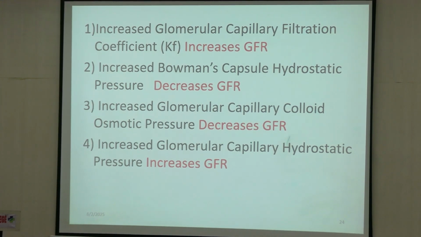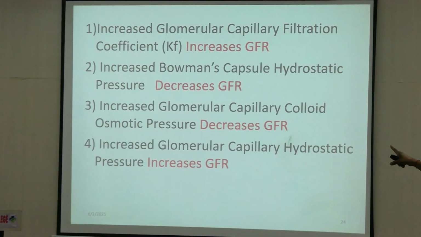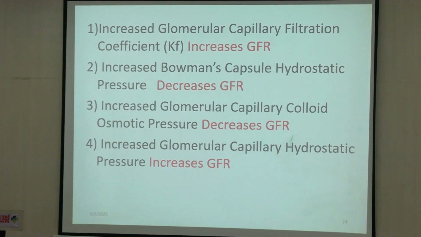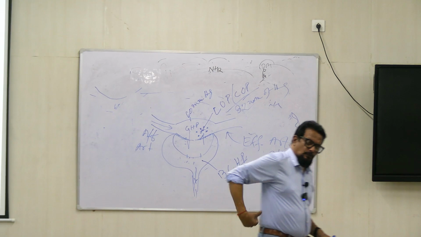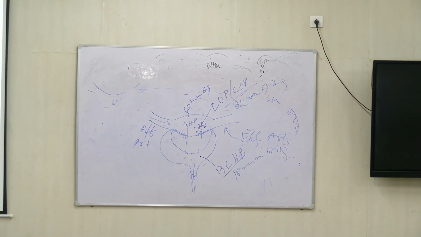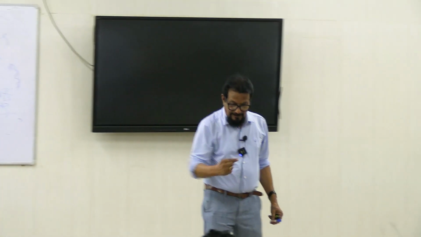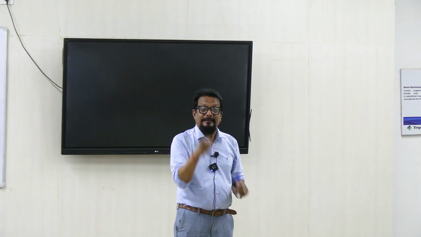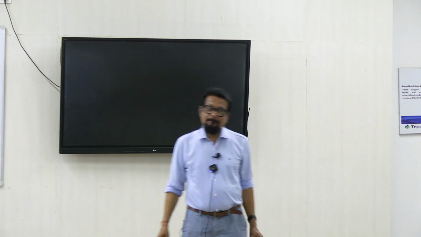Increased glomerular capillary filtration coefficient Kf, if it is increased, GFR will be increased. Okay. Second point, increased Bowman capsule hydrostatic pressure. Okay. Now I have to see one thing. Somebody is having kidney stone. Okay. It is having kidney stone, and the stone came out of kidney, enter into the ureter and coming into the bladder, not entering into the bladder, it has blocked the vesico-ureteric junction, the junction where ureter enters into the bladder. That's why here it is blocked. The lumen is blocked by the stone. Now what will happen to the GFR?